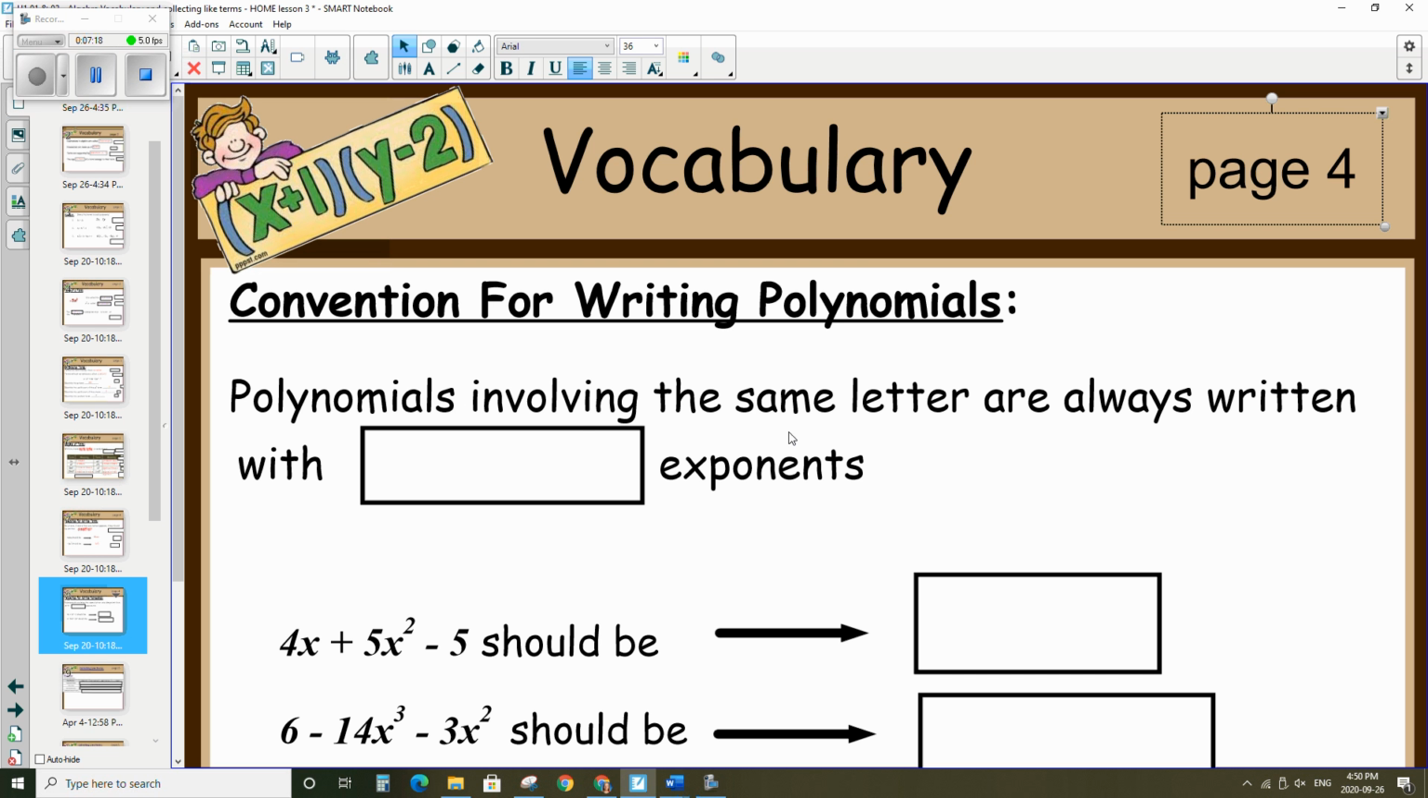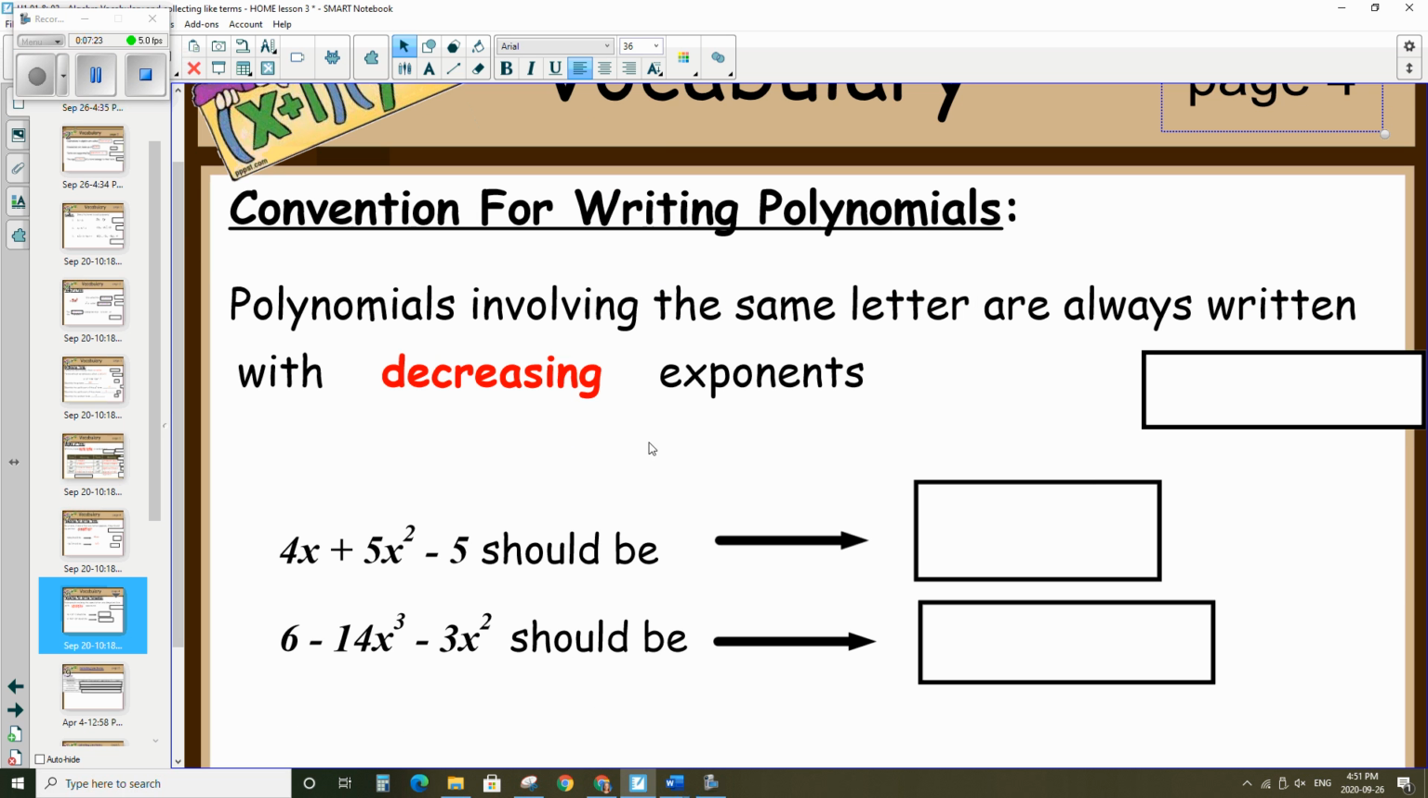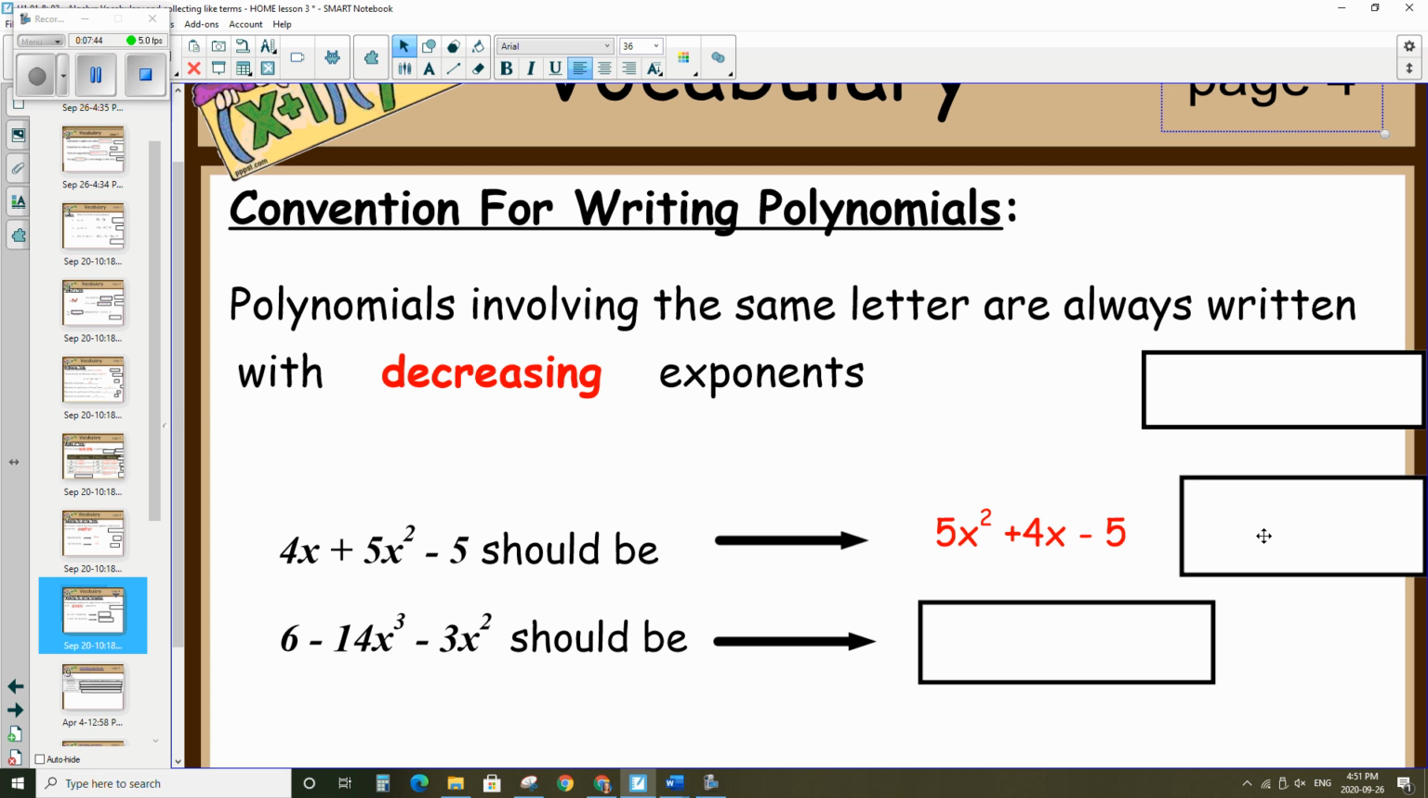Polynomials involving the same letter are always written with decreasing exponents. So in this expression here, we have a 4x term and a 5x squared term, and then a -5. The x squared has a larger exponent than the x, so the positive 5x squared should be written first. If you're moving terms around, make sure that the sign that's directly in front of the term moves with that term. Okay, so I've moved this to the front. This was also positive, that's second, and then at the end it's -5, so subtract 5.